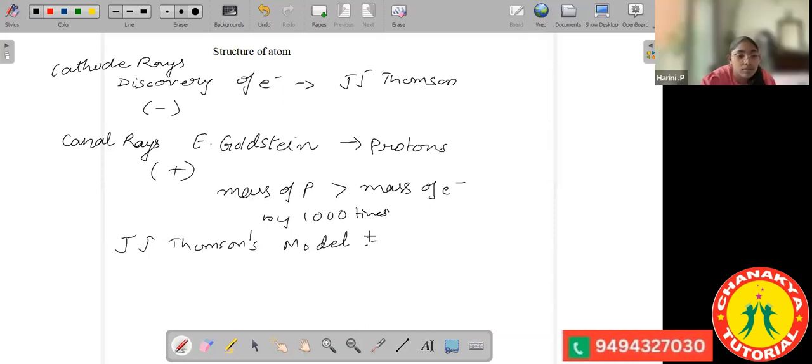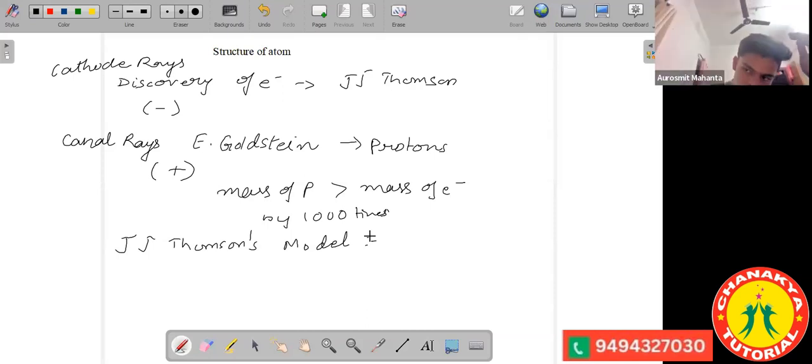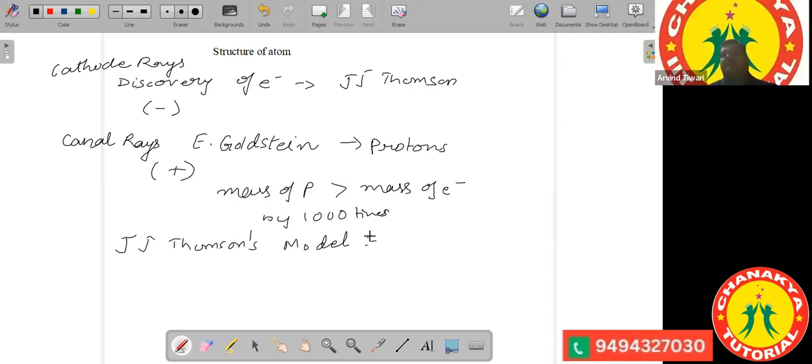Sir, it was also called the plum pudding model. So on what basis was it designed? What factors were considered during the design of the plum pudding model?